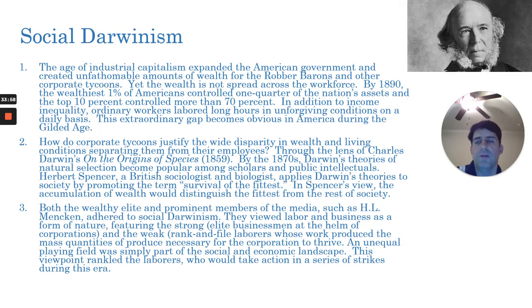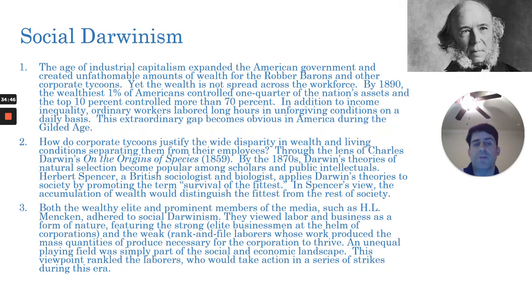They use the theories of Charles Darwin, the British naturalist who published On the Origin of Species, an influential book in 1859 about the theory of evolution and nature. By the 1870s, Darwin's theories have become appropriated by other scholars and public intellectuals. Chief among them was a man named Herbert Spencer. Spencer was a British sociologist and biologist who applied Darwin's theories of natural selection to society as a whole by promoting the term survival of the fittest.